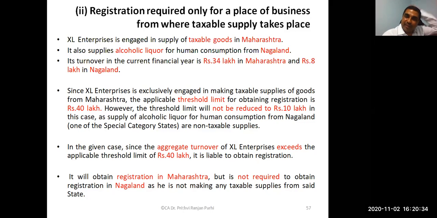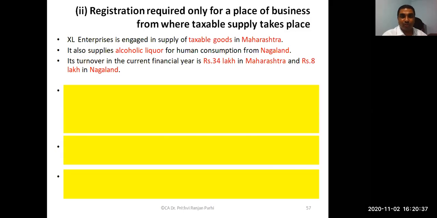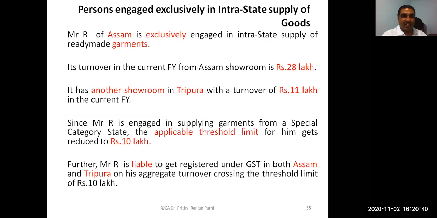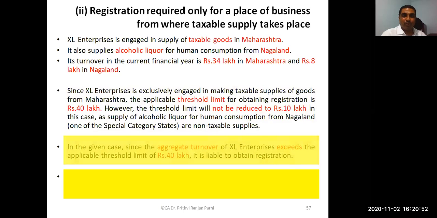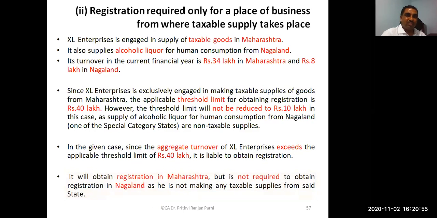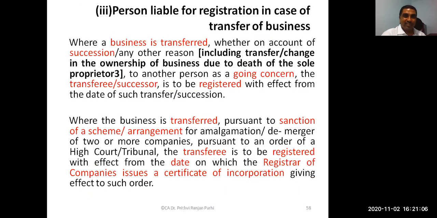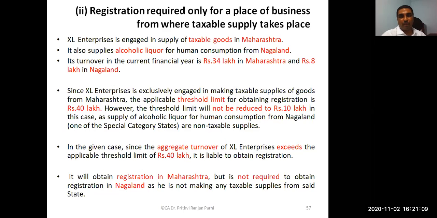Okay, this situation is different from the earlier situation. Earlier, regarding Assam and Tripura, the person was supposed to obtain registration in both the states. But here, since alcoholic liquor is being supplied, which is a non-taxable supply under GST law, registration in the state of Nagaland is not required. Did you understand this concept up to this? Is it clear to you? Yes, sir.